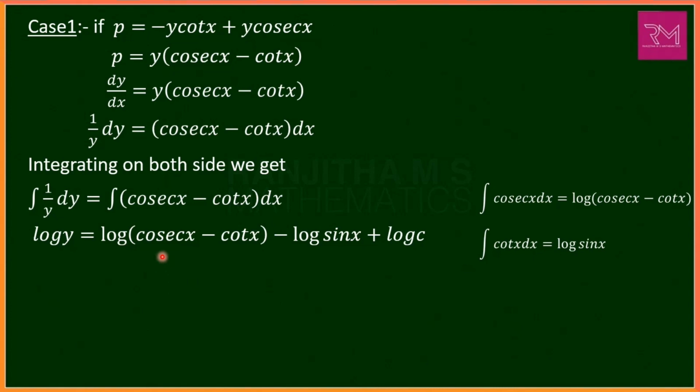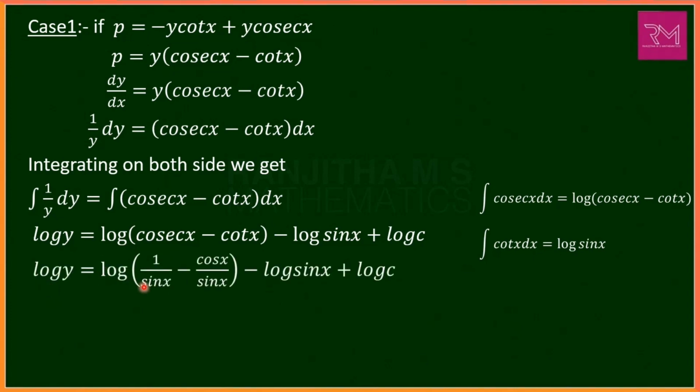Next, to simplify, we get log y, which is equal to log of, in the place of cosecant x we can write 1 by sin x. We know that sin x and cosecant x are reciprocal of each other. That is 1 by sin x minus cot x, which is cos x by sin x, minus log of sin x plus log c as it is.